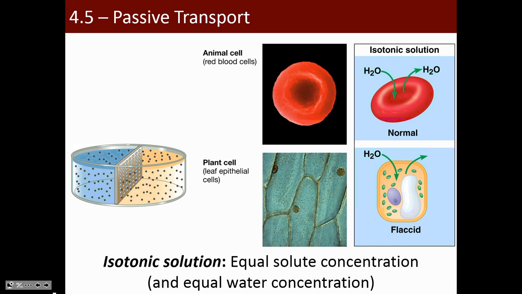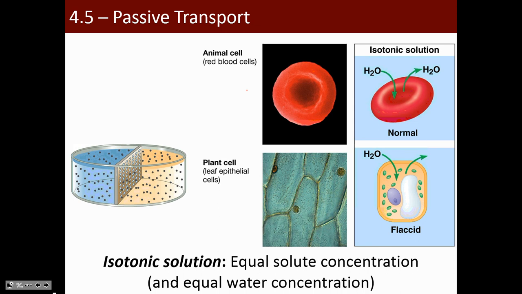The same relative number of water molecules on either side of the membrane. In an animal body, like in humans, this is our happy place. Animal cells like to be bathed in a solution that has the same solute concentration as the cell. So here we have a red blood cell, and when the red blood cell is floating in an isotonic solution, some water is leaving the red blood cell, and some water is coming into the red blood cell, and overall, it has the same amount.